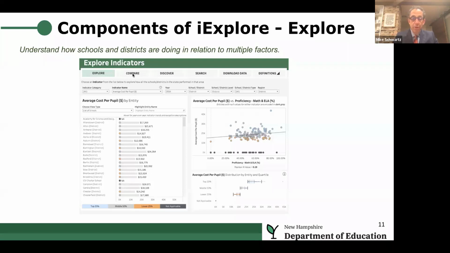It lets you compare multiple districts or multiple schools. It lets you discover information where you can look at how two different variables interact, and we'll look at that. How does the cost per pupil translate to math proficiency? Is there a correlation between the two? It lets you search for information. This is a great example, and we'll walk through one about how you might want to look for similar schools to your schools in your district or the districts you represent. So iExplore lets you explore that information across schools throughout the state.